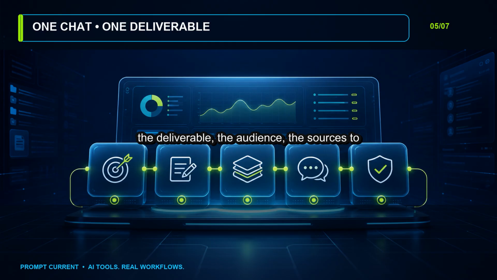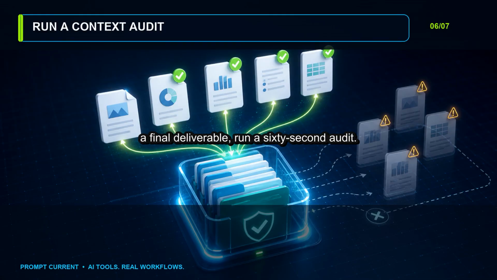Start every chat with a tiny task contract: the deliverable, the audience, the sources to prioritize, the constraints, and the review criteria. When a decision becomes final, record it in a decision log instead of trusting a long chat history to remain obvious. The fifth mistake is assuming that saved context is correct context.